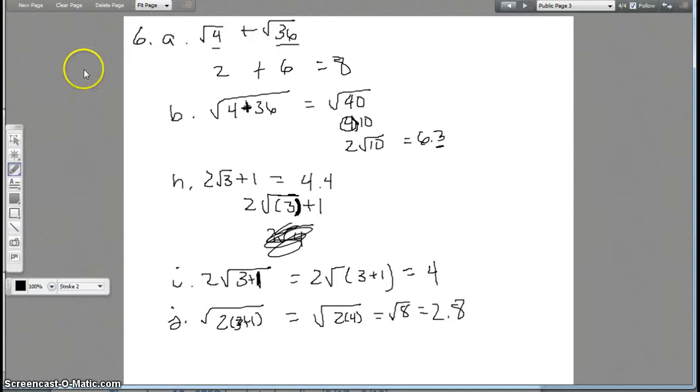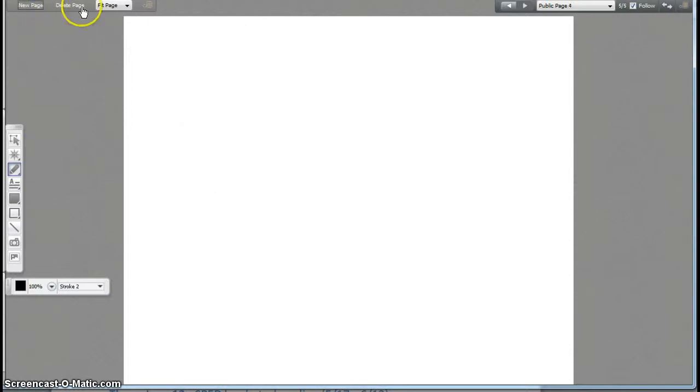Okay, let's move on, and we're going to do number 7. This is not a calculator problem. Number 7 says simplify, so you're going to leave everything in radical form. Now I want you to notice when you see these problems that you are not multiplying, you are adding or subtracting. So let's look at part A.